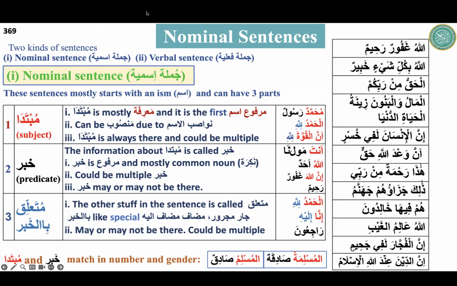Allahumma ameen. So we are going to start our today's session. Last week we did nominal sentence. First we will just spend some time for revision and then we will go for the next step.